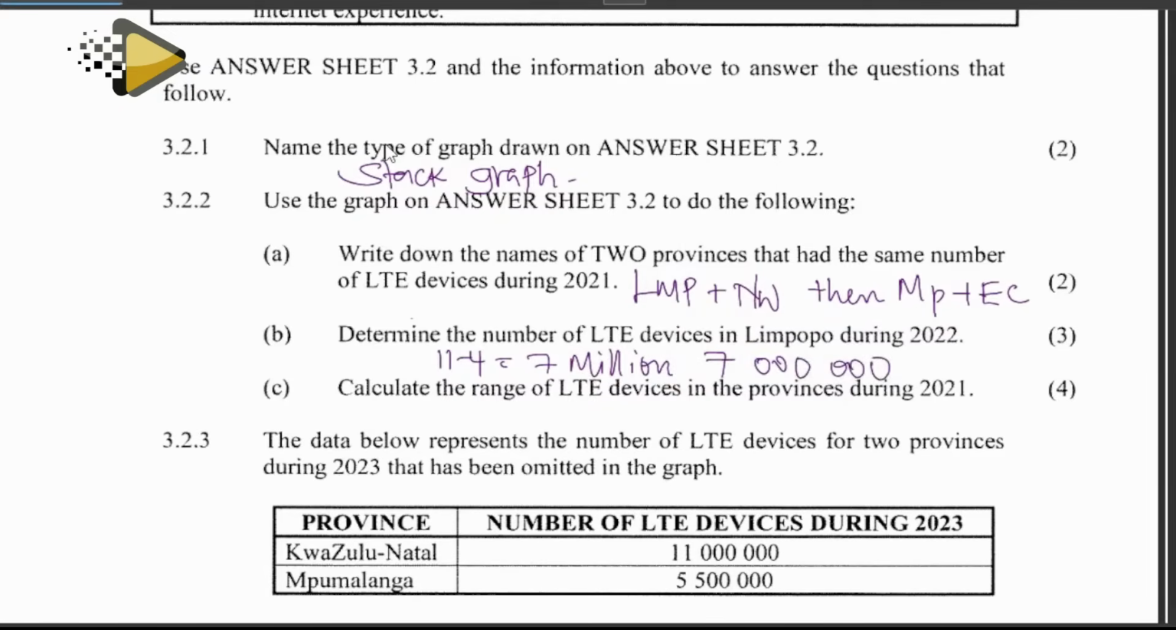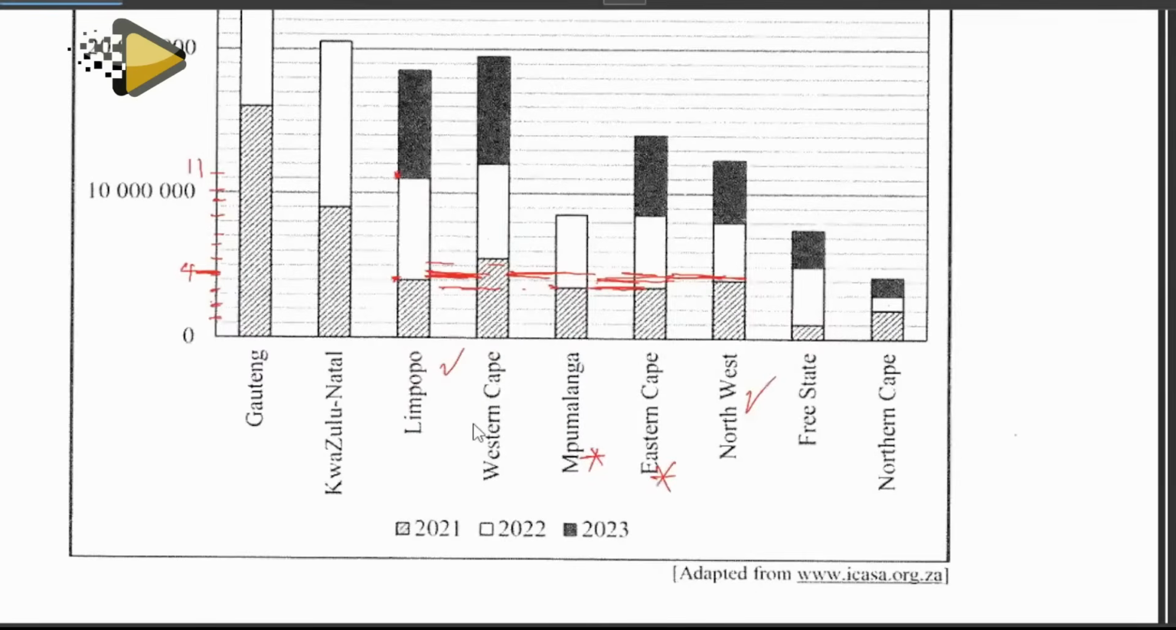Okay. Calculate the range. What is range? Range equals the max minus the min, devices in 2021. So we shall go there, check on the answer book. The highest in 2021, it's this much. If this is 11, 12, 13, 14, 15, 16. So the highest is 16, versus the lowest, which is 1. This is 1 million.